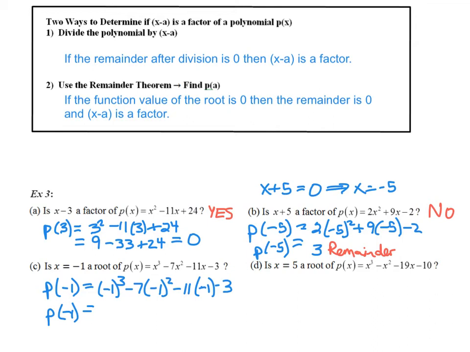For this one, I end up with p of -1 is also equal to 0. So that tells me that yes, I do have a root. -1 is a root, and that also tells me that x plus 1 would have been a factor of the polynomial. I'm trying to differentiate between the two questions that could be asked.